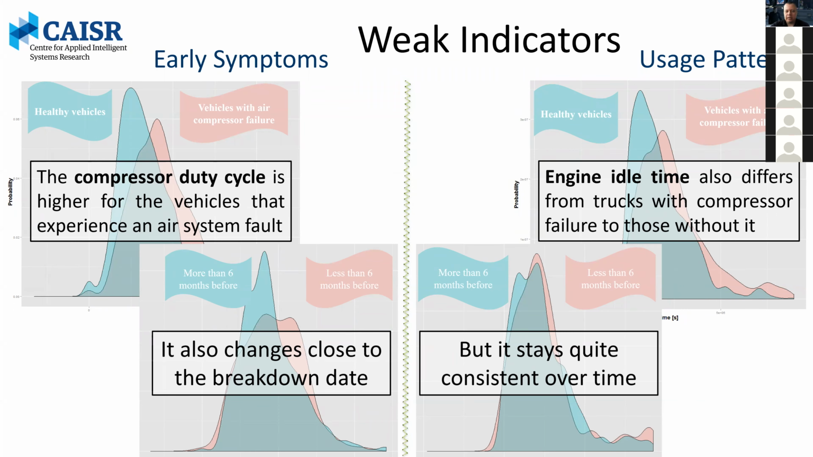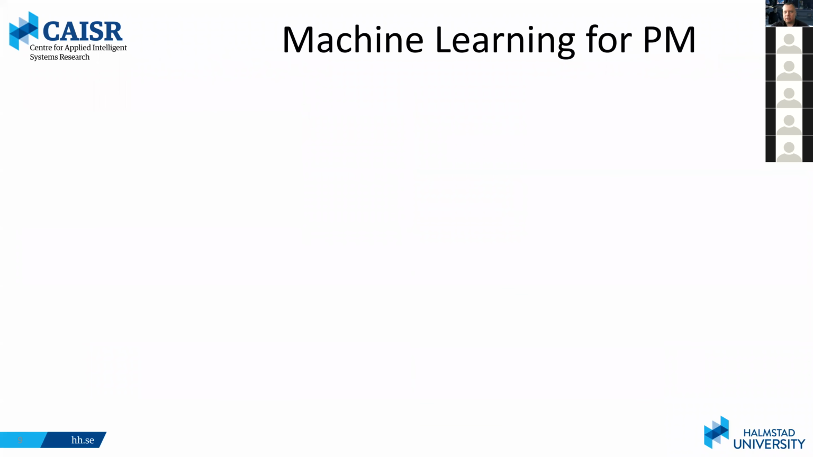They will use air for braking, they will use air for gear changes. That means the compressor works much harder in those vehicles. So they are much more likely to have compressor failures. But you cannot really use this to decide when the compressor failure will happen. So looking and actually understanding what kind of indicators you can get is really interesting, and how to incorporate this knowledge into machine learning algorithms is really challenging.